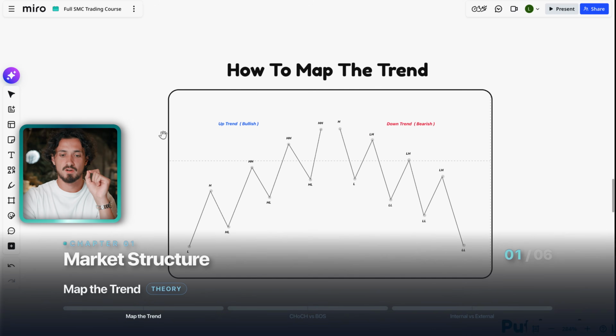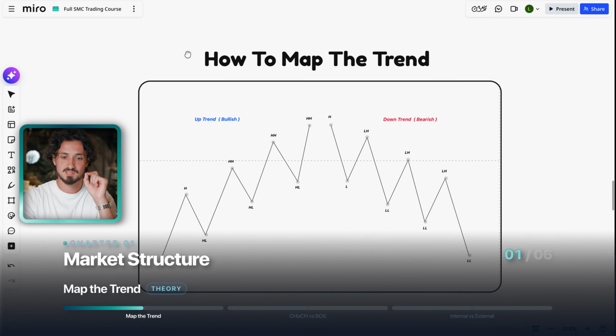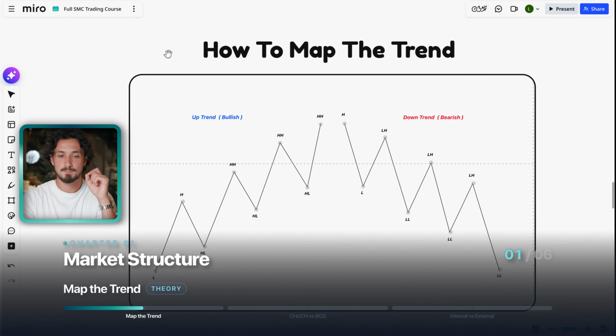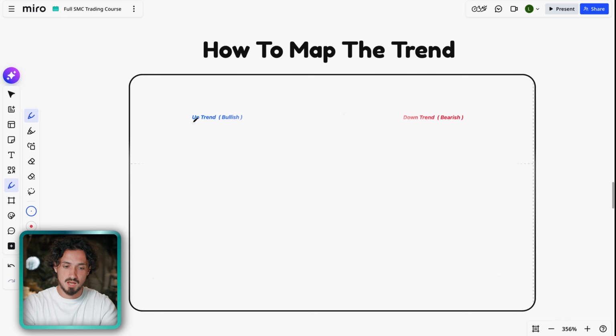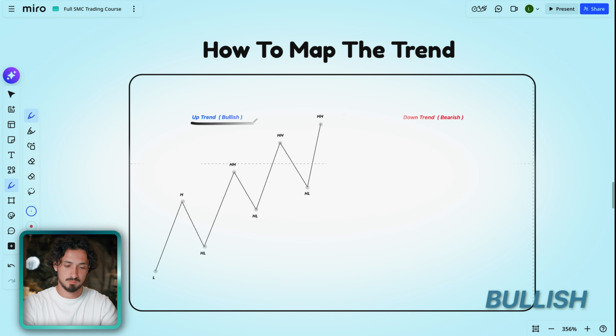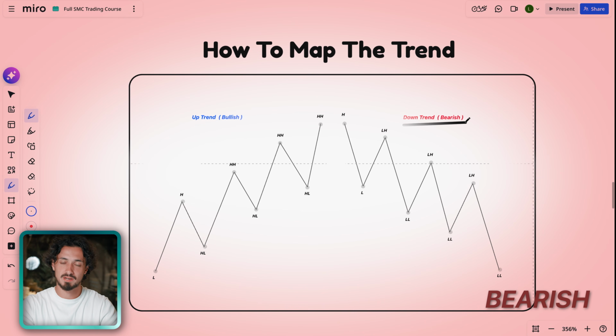I can't stress the importance of a real mechanical way to map market structure. So we're going to first start with the basics, which is how to map the trend. Now, for most of you, this is probably a very simple concept, so we'll go through it quickly. So at any point in time, price can either be in an uptrend, which is bullish, or it can be in a downtrend, which is bearish.